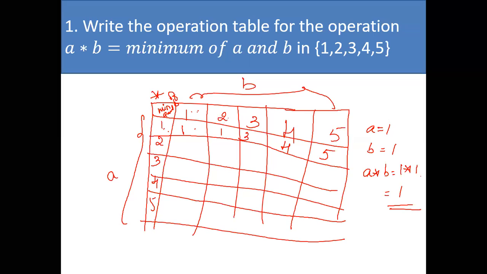Now take B equal to 2. If you put B equal to 2, 1 star 2 is the minimum of 1 and 2. Which is the minimum? Again 1 is the minimum. Okay, I hope this was clear.